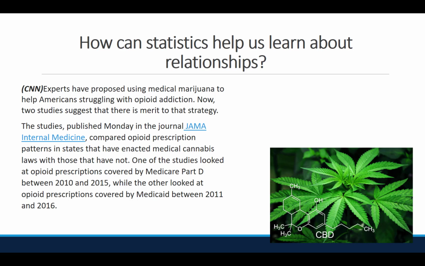Marijuana legalization could help offset opioid epidemic, studies find. Experts have proposed using medical marijuana to help Americans struggling with opioid addiction. Now, two studies suggest there is merit to that strategy. The studies, published Monday in the Journal of Internal Medicine, compared opioid prescription patterns in the states that have enacted medical cannabis laws with those that have not. One of the studies looked at opioid prescriptions covered by Medicare Part D between 2010 and 2015, while the other looked at opioid prescriptions covered by Medicaid between 2011 and 2016. You can read more following the link in the script.